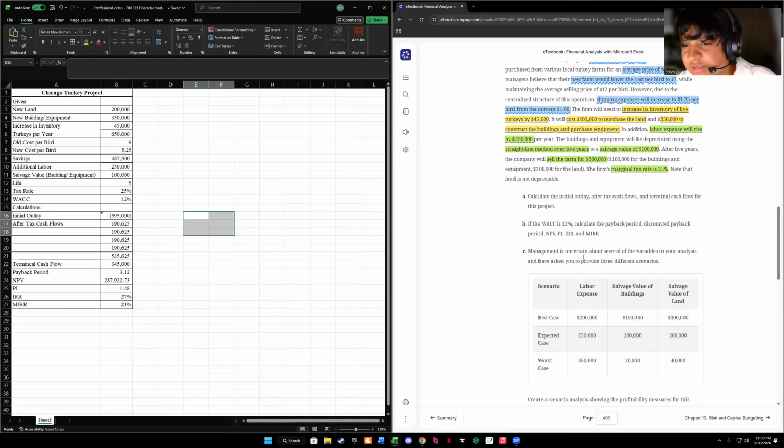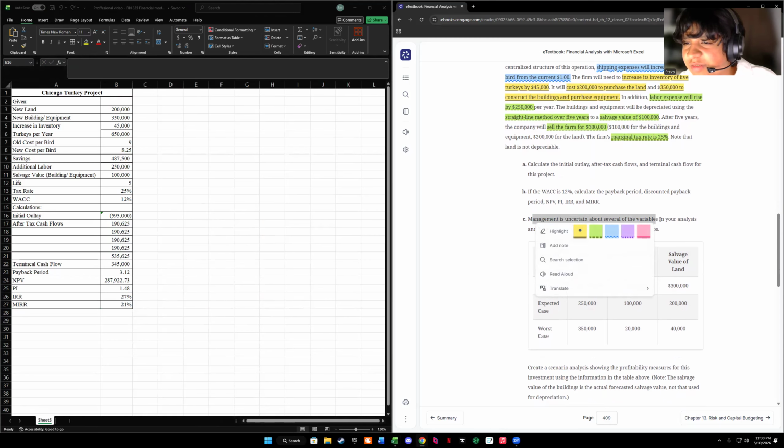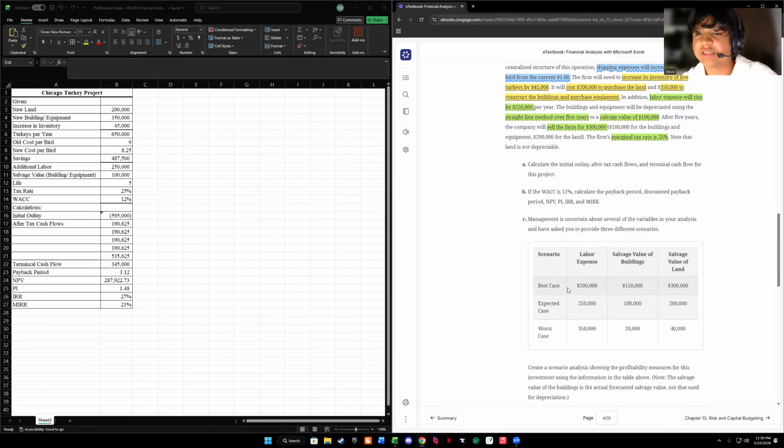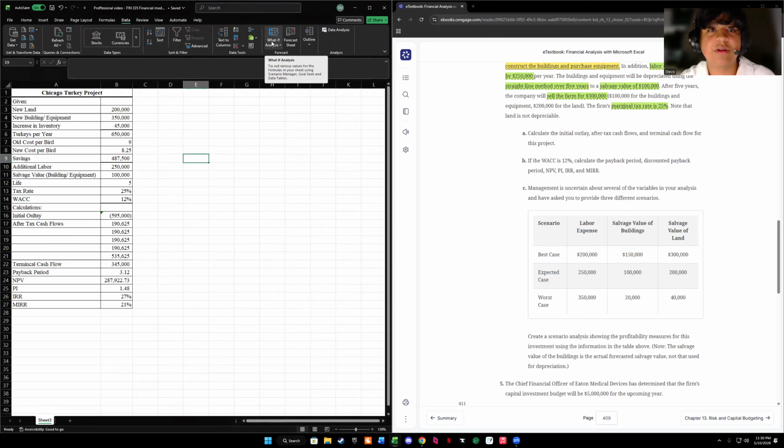So as you see here, the management is uncertain about several variables. We're just going to tweak some of the variables, being labor expense, salvage value of the building, and salvage value of land, just to see differences in these indexes and ratios and also the cash flows. To do that, you're going to want to do a what-if analysis in a scenario manager, and it'll show you the differences if you change or tweak a couple of variables.